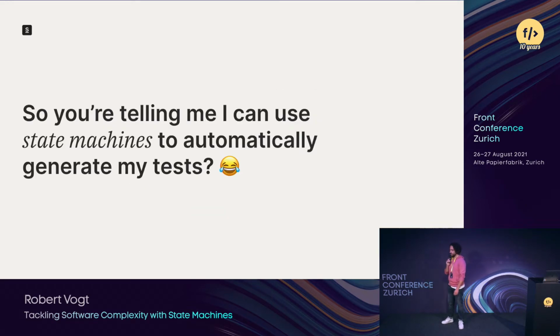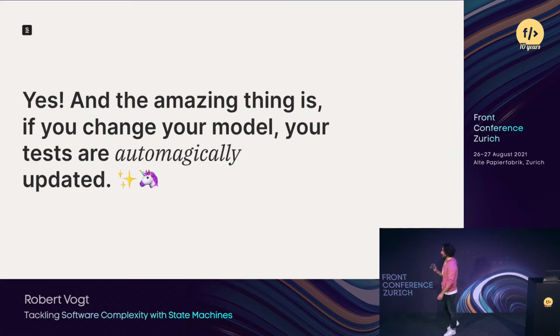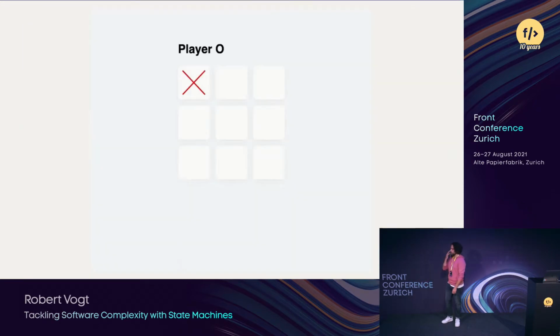So are you telling me, Robert, that I can use state machines to automatically generate my tests? Yes, that's what I'm saying. And the amazing thing is that if you change your model, your state machine, your tests are automatically updated as well. And here you can see a test run of that. That's a tic-tac-toe implementation of a state machine. XState gives you a test package that generates with the shortest path algorithm all possible ways through your application, and it just runs those tests. And you can see it just clicks through everything that can happen.